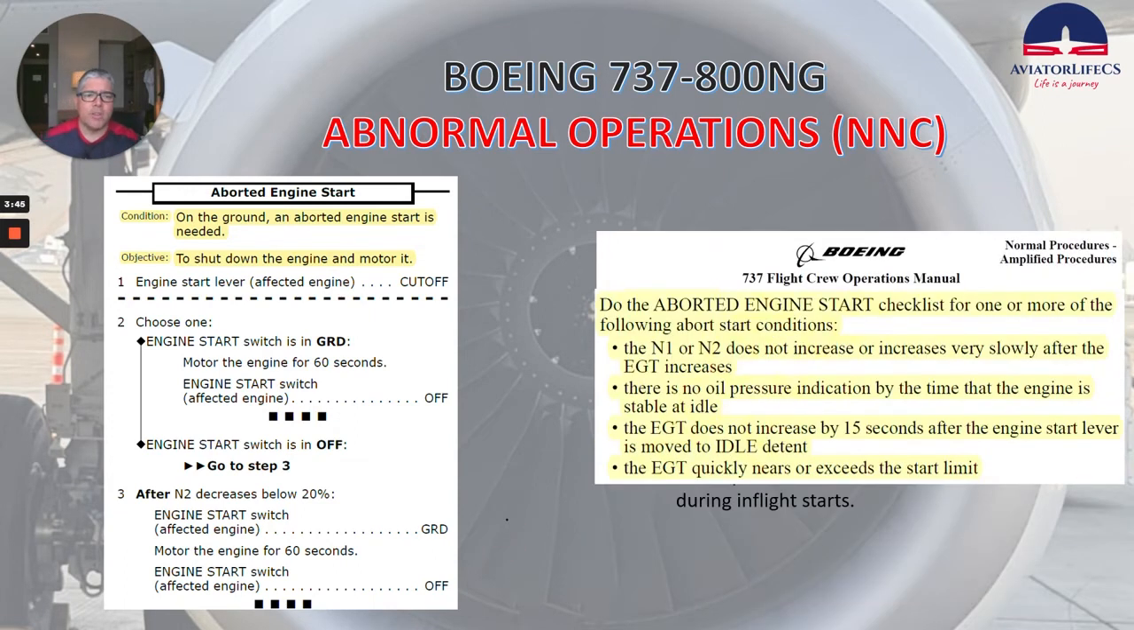Now, in the FCOM, in the amplified procedures, we can see this text that says, do the aborted engine start checklist for one or more of the following abort start conditions. The N1 or N2 does not increase or increases very slowly after the EGT increases. There is no oil pressure indication by the time that the engine is stable at idle. The EGT does not increase by 15 seconds after the engine start lever is moved to idle detent. The EGT quickly nears or exceeds the start limit.